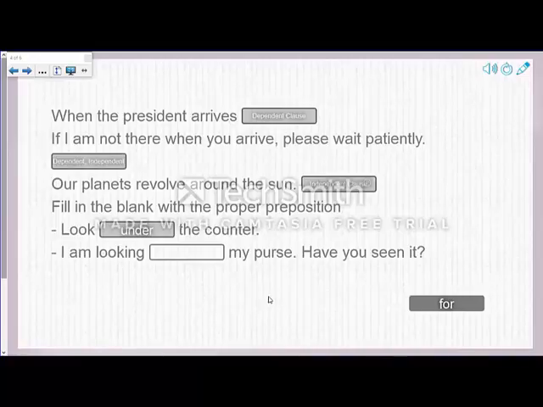And last but not least, can I have Aria come up here and move this one for us? I am looking for my purse. Have you seen it? So prepositions are pretty important, guys.